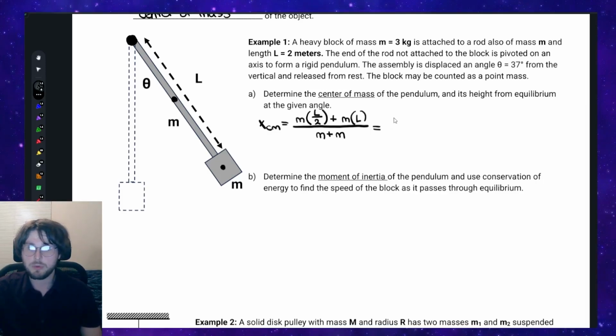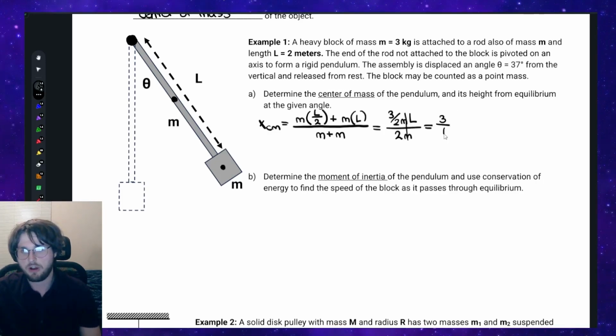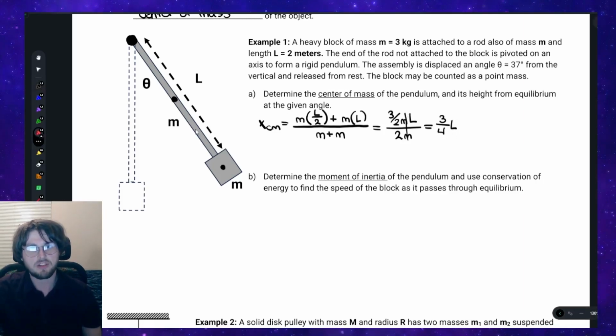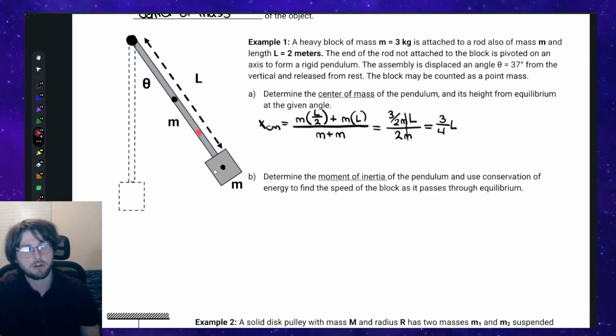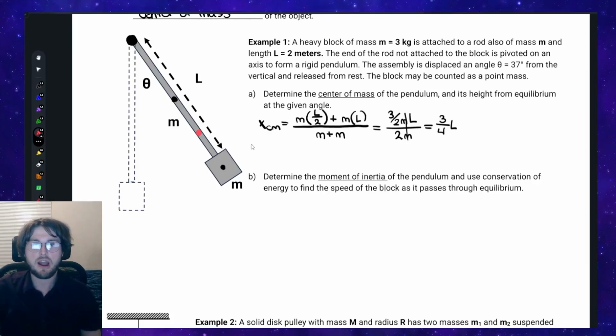Simplifying that a little bit, we could turn the top half here into 3/2 L, or ml, and then the bottom half here is going to turn into 2m. That means that the center of mass, well, we can cancel out that m there, is going to be 3/4 L, or 3/4 of the way down the length of the rod. Which, if you think about it, makes sense, because that's about the halfway point between the two masses that we picked out earlier.